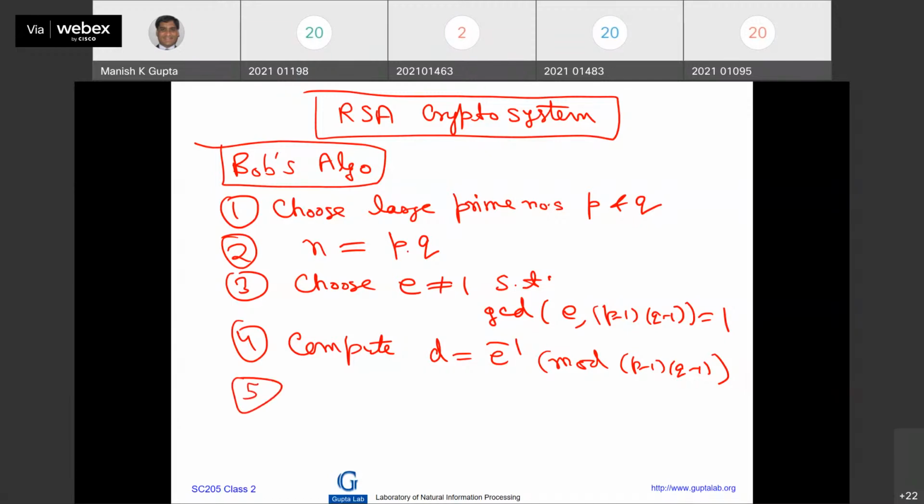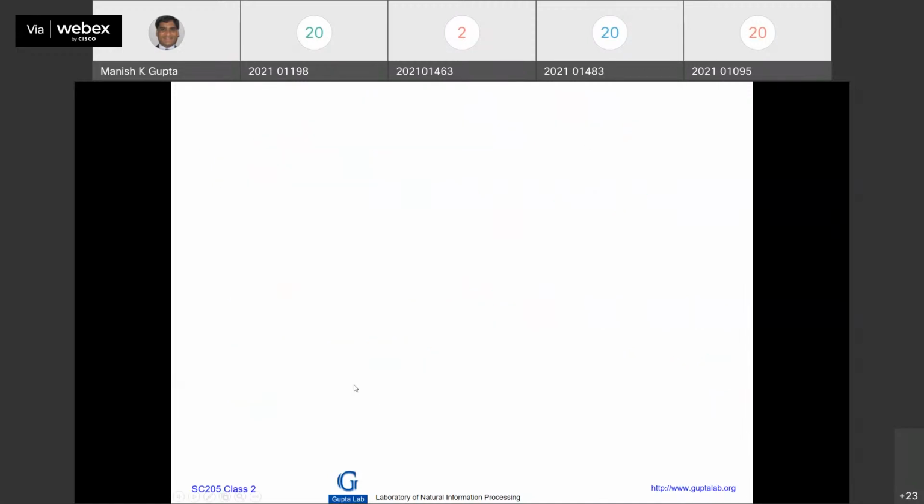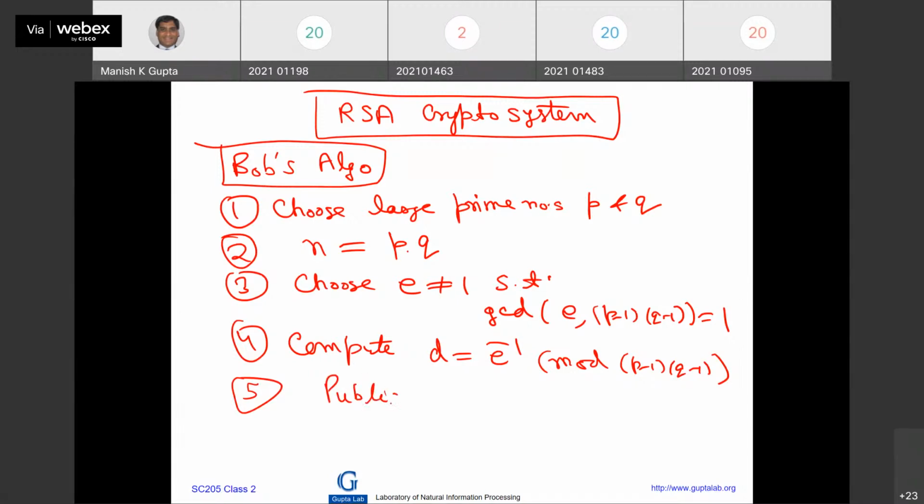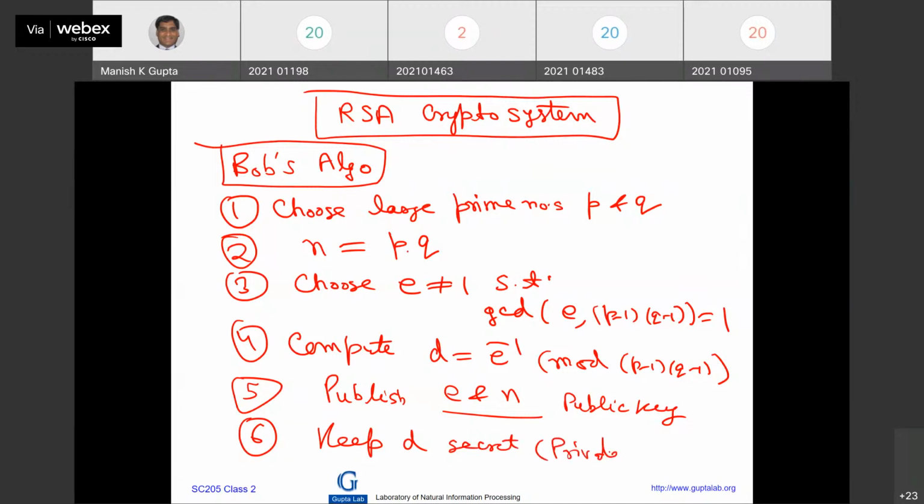Now fifth, publish E and N. These are known as the public key. These two numbers, E and N, are the public key. Means it is available in some directory or something. Okay. Keep D secret, the private key. So this is the whole preparation. There is a public key, E and N, these two numbers. Got it? Look carefully for one minute, so that we go into the next step.